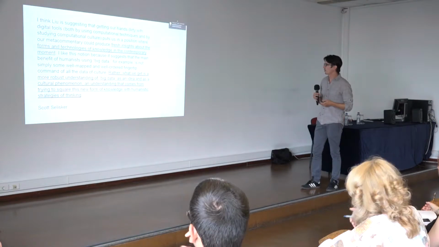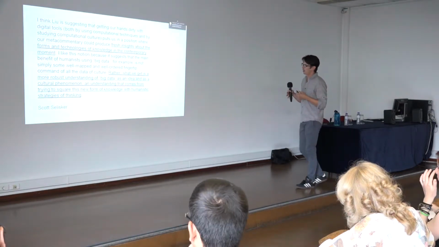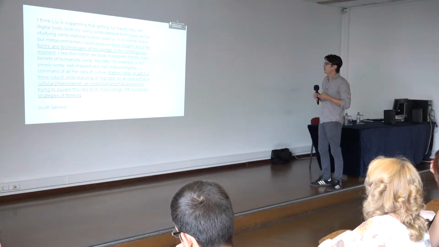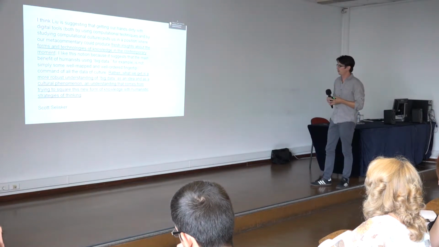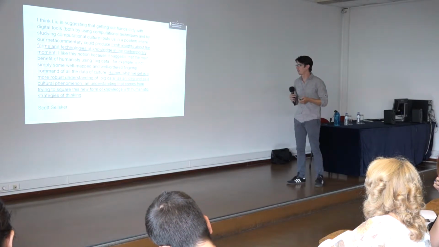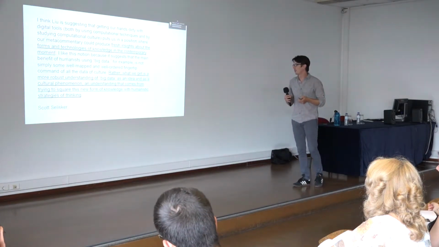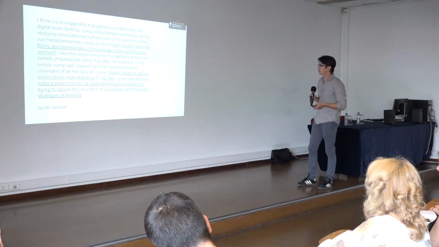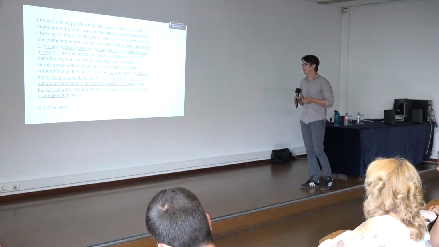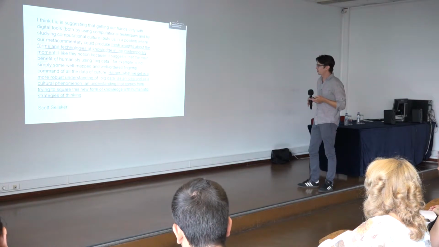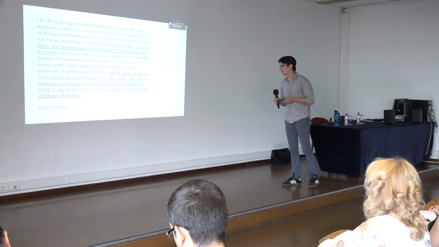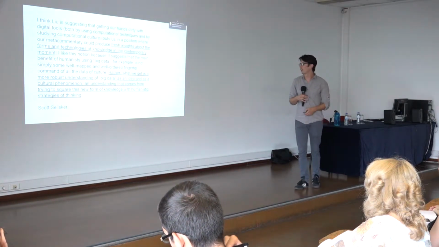So Scott Selisker, again, Alan Liu is influential in this space. There's a lot of people responding to Liu here. Says, I think Liu is suggesting that getting our hands dirty with digital tools puts us in a position where our meta-commentary can produce fresh insights about the forms and technologies of knowledge in the contemporary moment. I like this notion because it suggests that the main benefit of humanists using big data, for example, is not simply some well-mapped and well-ordered fingertip command of all the data of culture. Rather, what we get is a more robust understanding of big data as an idea and as a cultural phenomenon, an understanding that comes from trying to square this new form of knowledge with humanistic strategies of thinking.